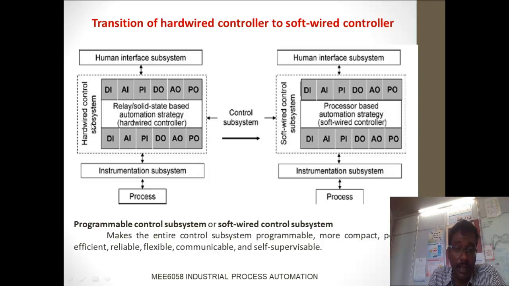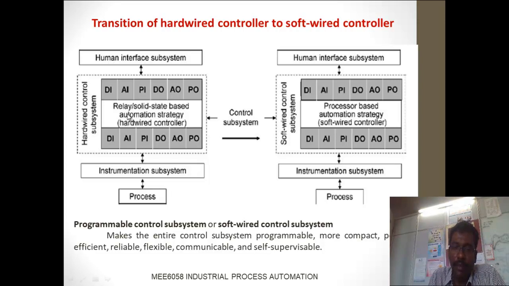The control systems in the olden days were categorized into hardwired control systems and software control systems. Nowadays the technology is focusing on software control systems. So what are the merits of the software control system? It's more compact, more power efficient, and also reliable, flexible, communicable, and self-supervisable. And it's easy to program. If any program is there, you can erase the program and reprogram it, but that is not possible with hardwired systems.